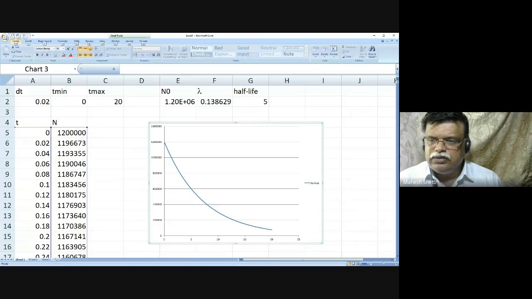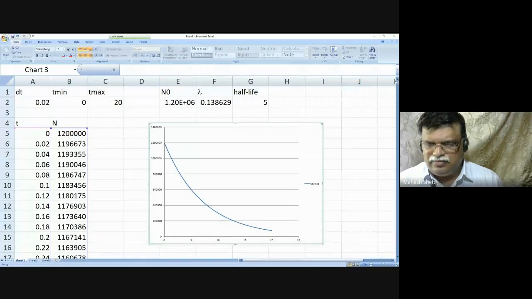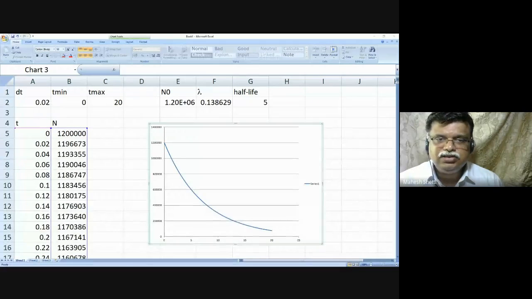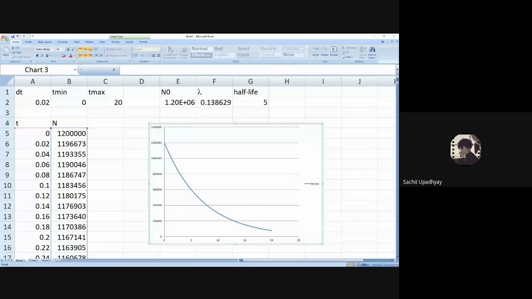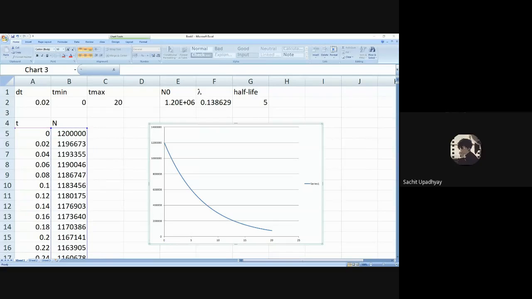Okay. Now, what we can do is we can go to a radioactive series problem. Sir, excuse me. I typed the same formula as yours and written also in the same cells, but I am getting a different value. Okay. What formula? Can you read the formula? Yes, sir. B5 minus $F$2 star B5 star $A$2.